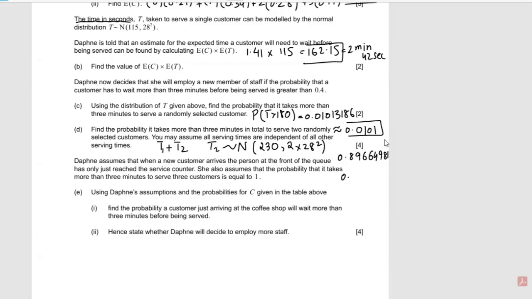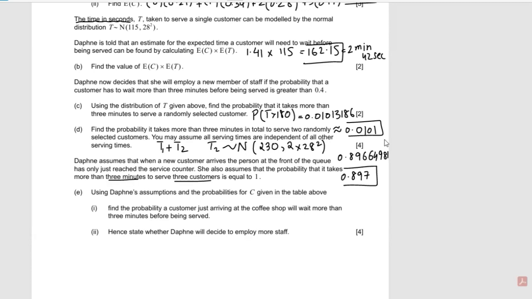Oh, I'm running out of space because this is supposed to be done on the answer booklet, but I'm just using the question paper to solve it, right? Okay, next part. Daphne assumes that when a new customer arrives, the person at the front of the queue has only just reached the service counter. She also assumes that the probability that it takes more than 3 minutes to serve three customers is equal to 1.